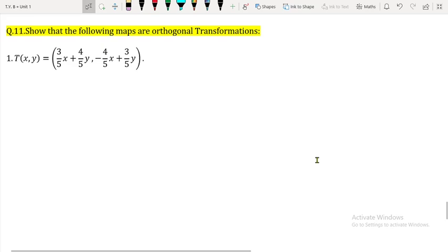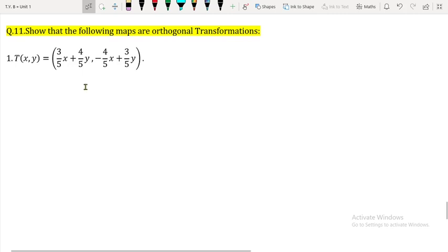Hello my dear students. In this class we are going to see some examples on orthogonal linear transformation. So we have to show that this example on the screen is what? Orthogonal linear transformation, right? So now there are two ways to prove it.